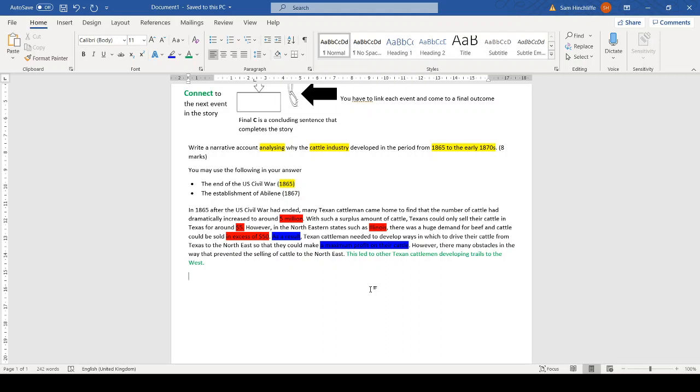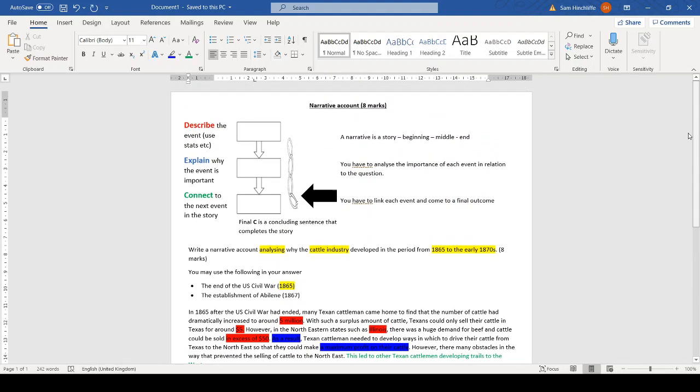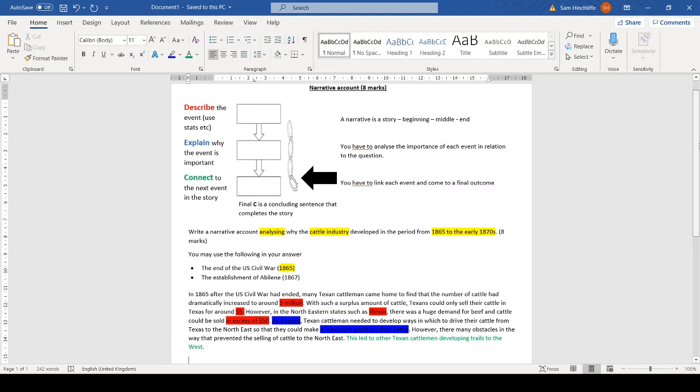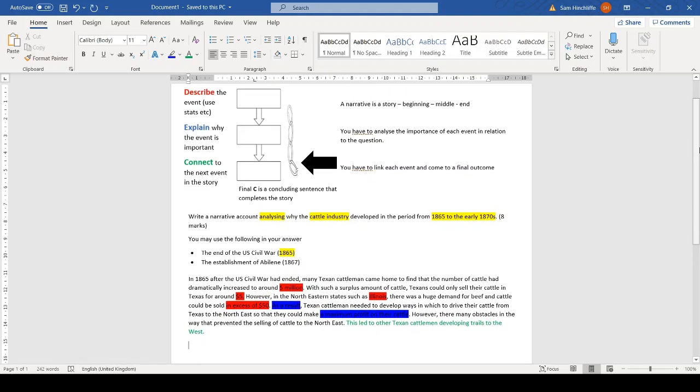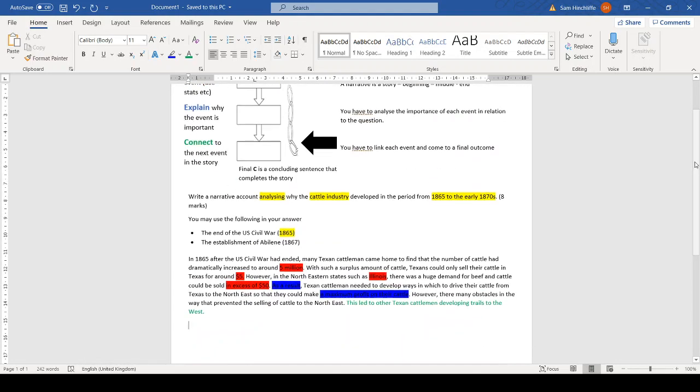Now I won't reveal what it is that you need to speak about, because you can see that the bullet point here is the establishing of Abilene. There's a part missing to the story. The middle is missing. And you can kind of go anywhere with this question. You don't have to talk about Abilene. There are many other things. Think about the cattle industry lesson, why it developed. So there's lots of things you can talk about.